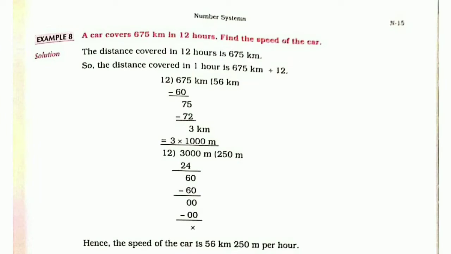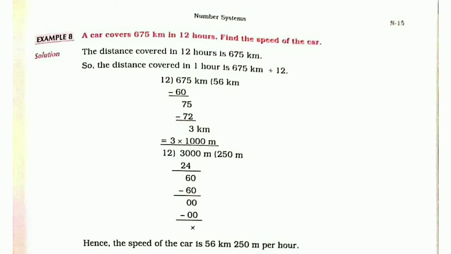Now here, as you can see, after dividing we will have the answer 56 kilometer, but we are having 3 kilometer as a remainder. So first we change this remainder into meter. So we will have 3000 meters. After dividing 3000 meter by 12, we will have 250 meter. Hence the speed of car is 56 km 250 meter per hour.